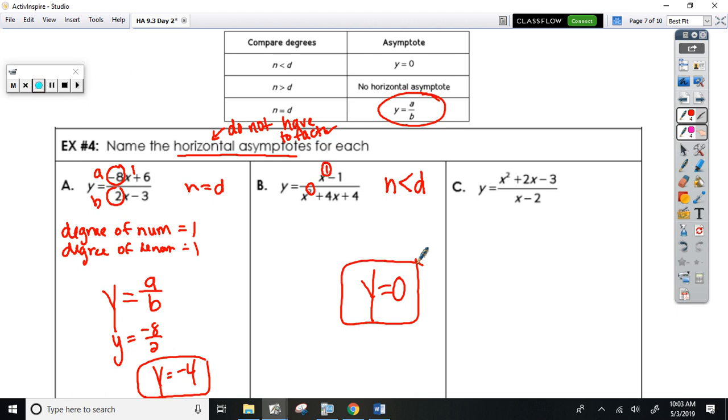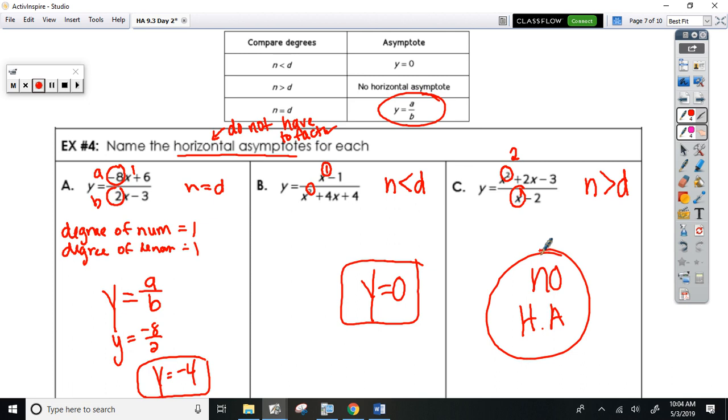The last one is obviously the third type. The degree of the numerator is 2. The denominator is 1, so that means the numerator degree is bigger than the denominator. That means there are no horizontal asymptotes.